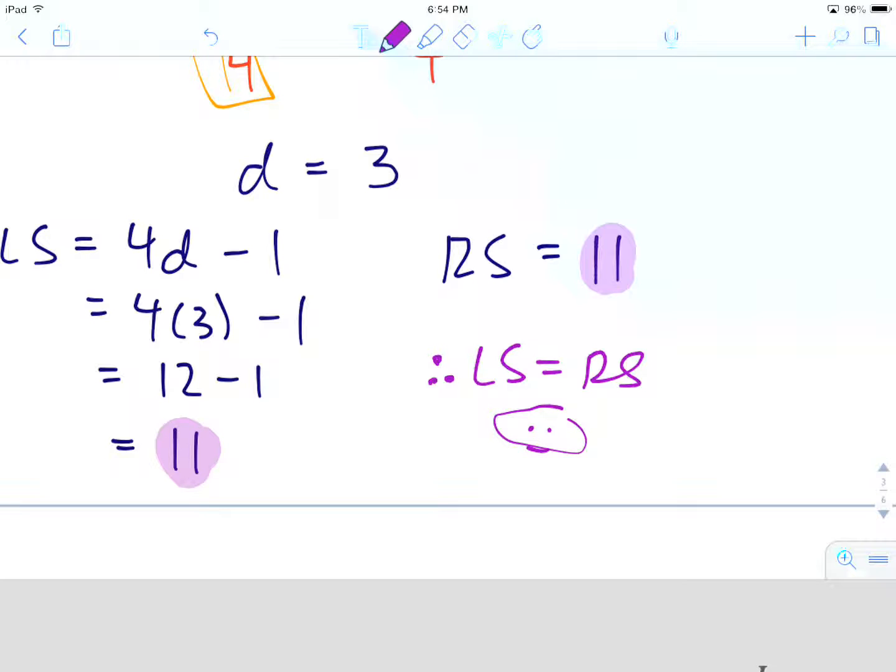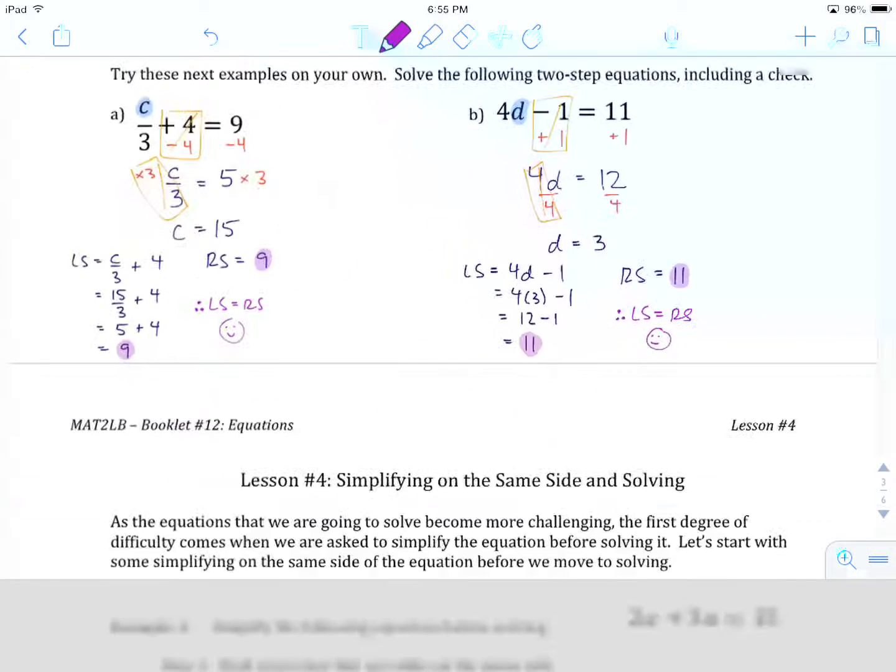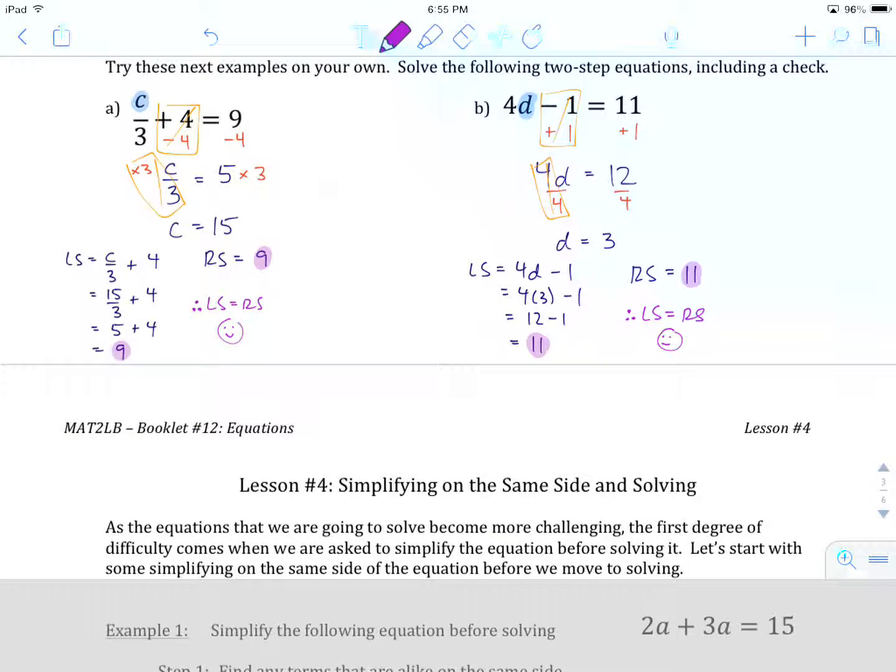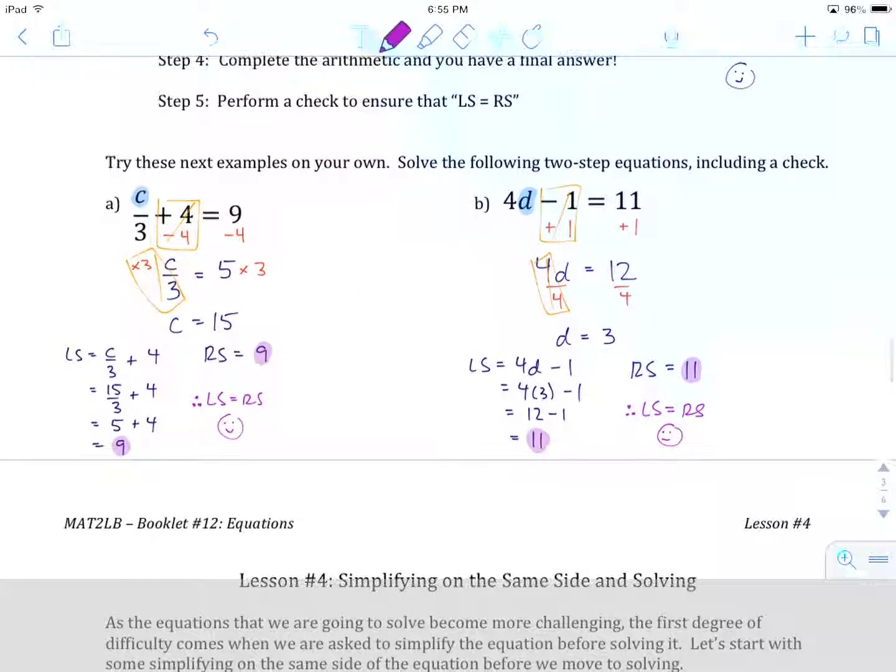Happy face. Whoa, that's not a happy face. That's a happy-ish face. So that is the end of lesson number 3. By all means, have a look back through the video. If you're not 100% sure of the steps, head off to the worksheet and we'll see you in lesson number 4.